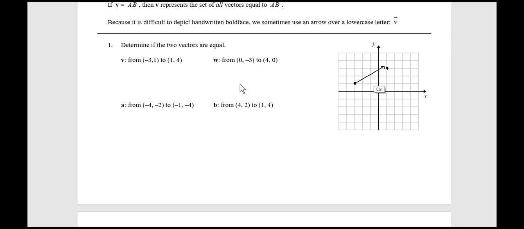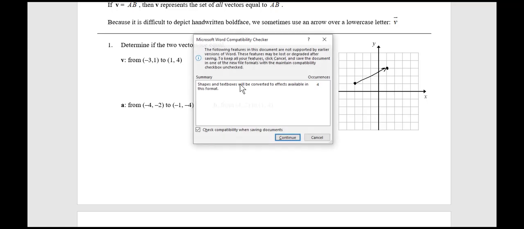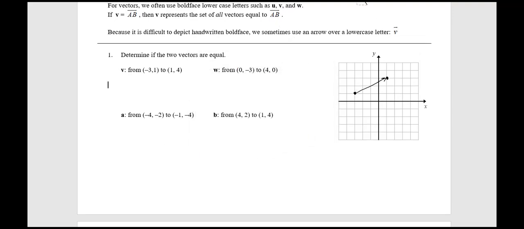Oops, a little off there. It's very tricky to draw these on a computer. There you go. That's good enough. That's one of these vectors. That's this vector v. And let me label that. Vector w goes from 0, negative 3 to 4, 0. And we're asking, is this the same vector? Are these two vectors equal?